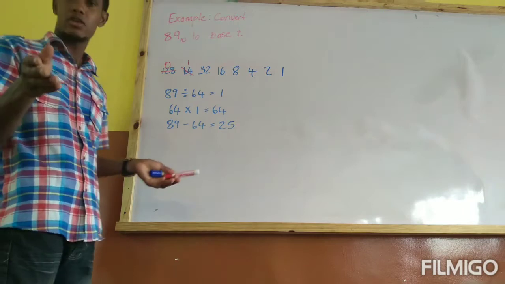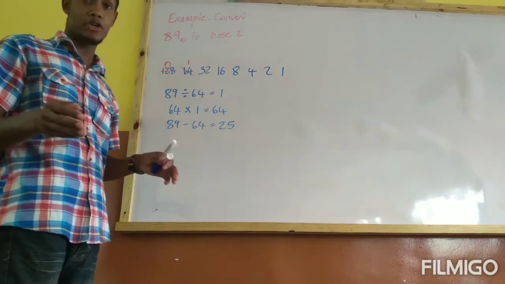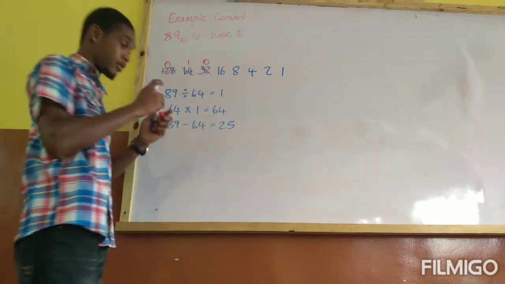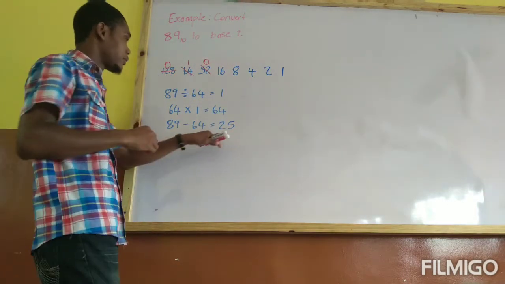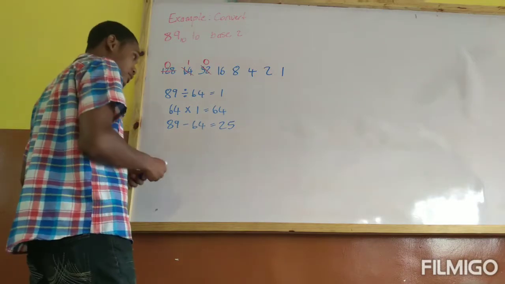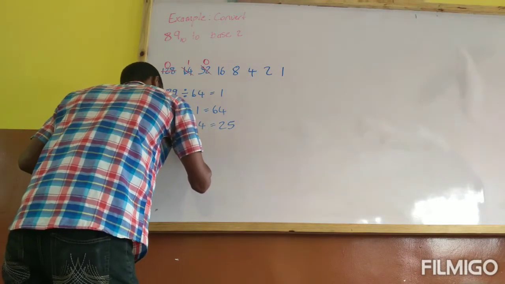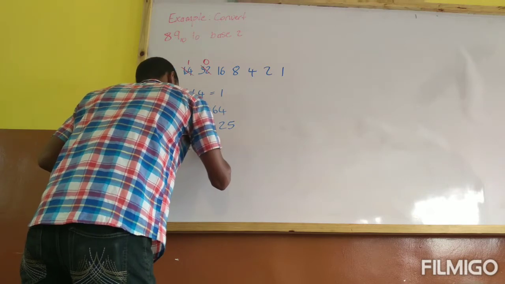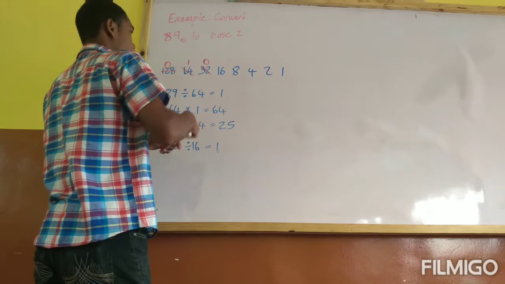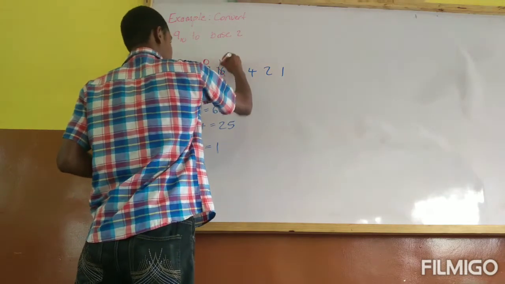So now, can 25 be divided by 32? No. So you can cross that out and put a 0 there. Next question, can 25 be divided by 16? Definitely. So we are going to start here again. So it's 25 divided by 16, and that gives you 1. So you know a 1 should be above the 16 here.